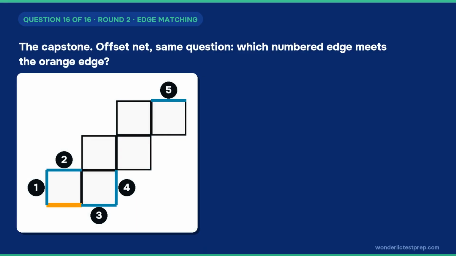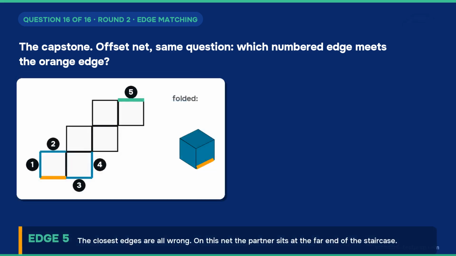Question 16. The capstone. Offset net. Same question. Which numbered edge meets the orange edge? 15 seconds. E. The closest edges are all wrong. On this net, the partner sits at the far end of the staircase.